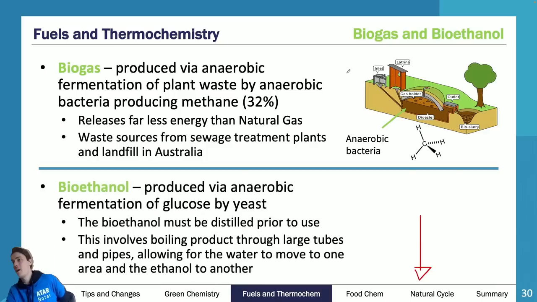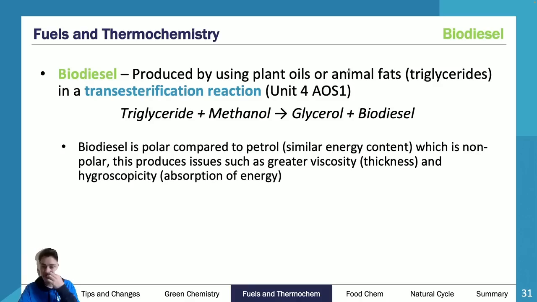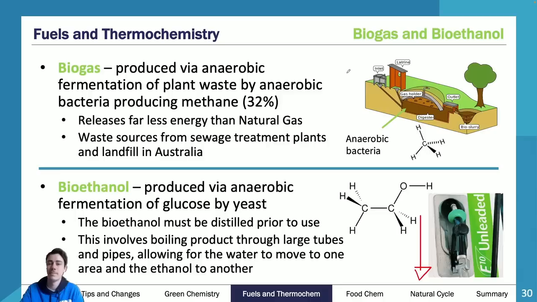And then we have bioethanol. Now, bioethanol, that arrow's not meant to be there, but it is. Whoops, why'd that go too far? Now, bioethanol is produced by anaerobic fermentation of glucose via yeast. Again, something we're going to talk about. So we will talk about this whole anaerobic fermentation and all of that.